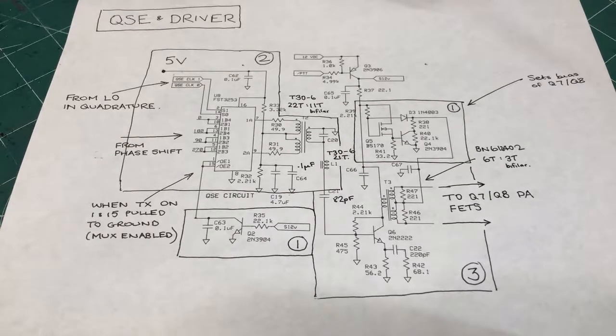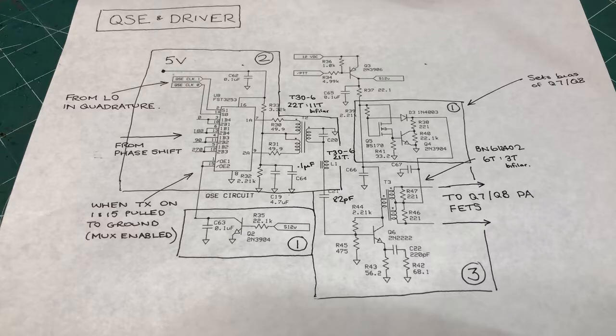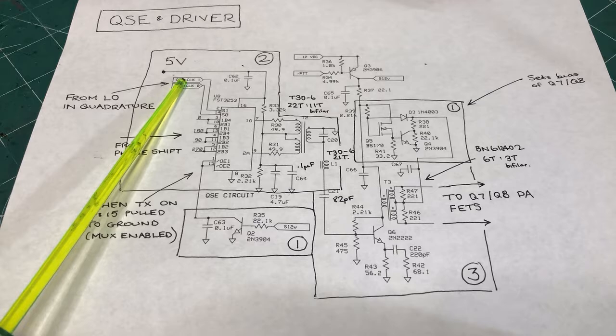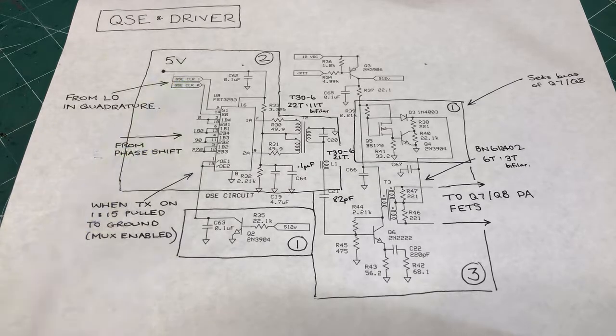In the next stage, I'm going to build up the quadrature sampling encoder and the driver circuitry. As I mentioned in the earlier video, the QSE is implemented using an FST3253 multiplexer/demultiplexer, and acts in exactly the reverse fashion to the receiver circuitry. So it takes I and Q signals that are at the audio frequency, and it upconverts them using the local oscillator, which is also in quadrature, to the RF frequency single sideband.